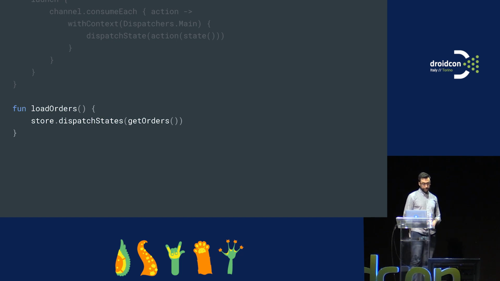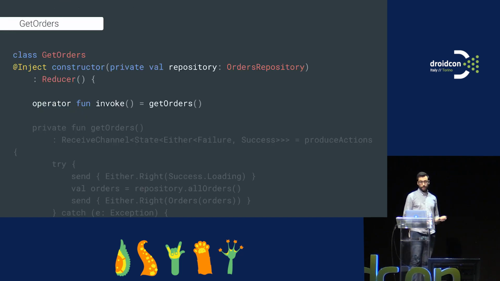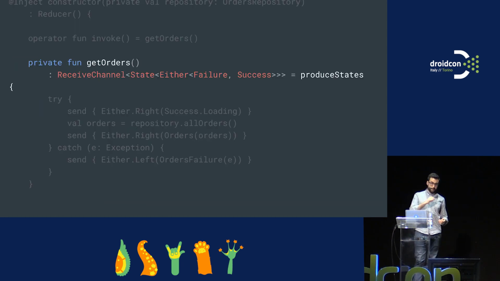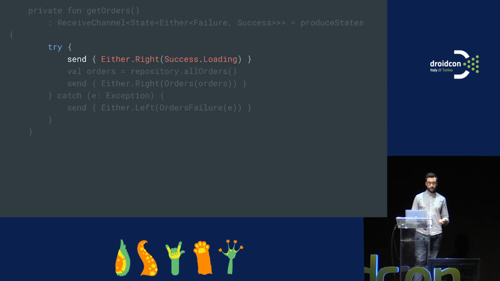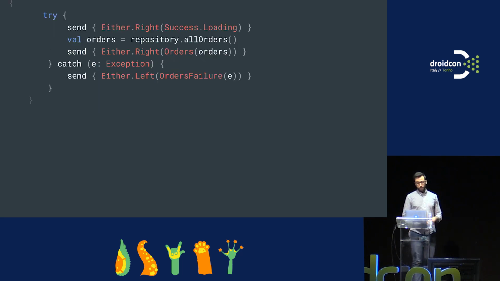So we have the reducer here. It looks exactly the same as before. The difference now, we have this receiving channel, and we have the produce states extension function that allows us to create the channel. And the code looks like this. We send one event, loading, and this is being sent to the channel. Then the view model is receiving that, and it's going to start taking the state and sending it to the live data to the view. We do our operation. We are getting, in this case, a list of orders. And then we send another state through the channel, which is going to be taken care of on the other side. And that's how we solve the issue.